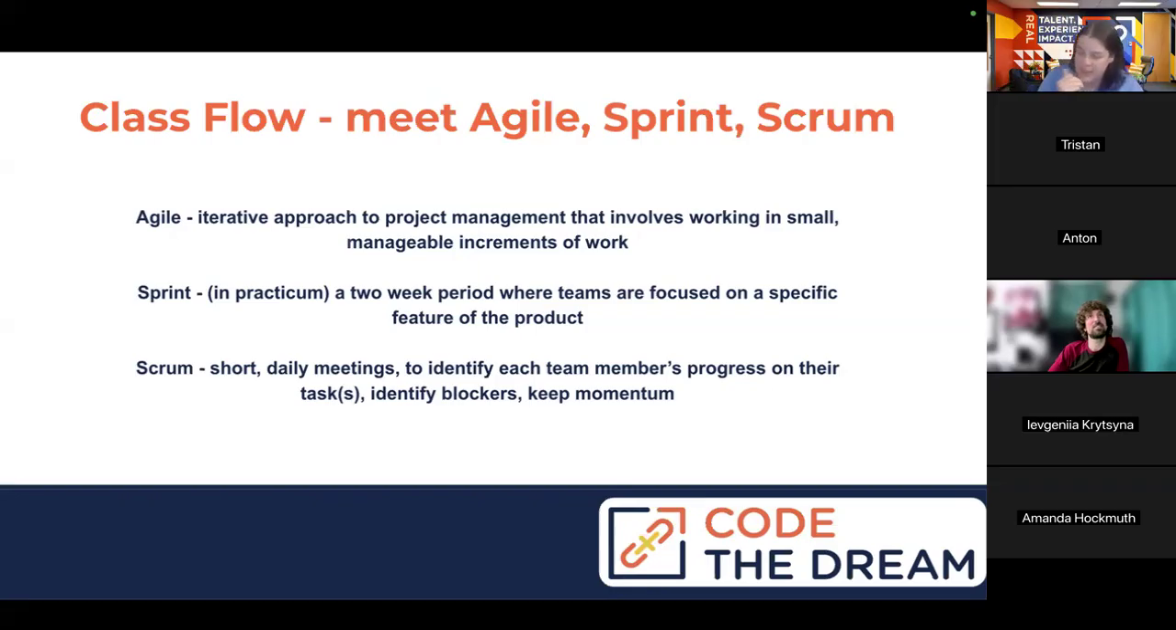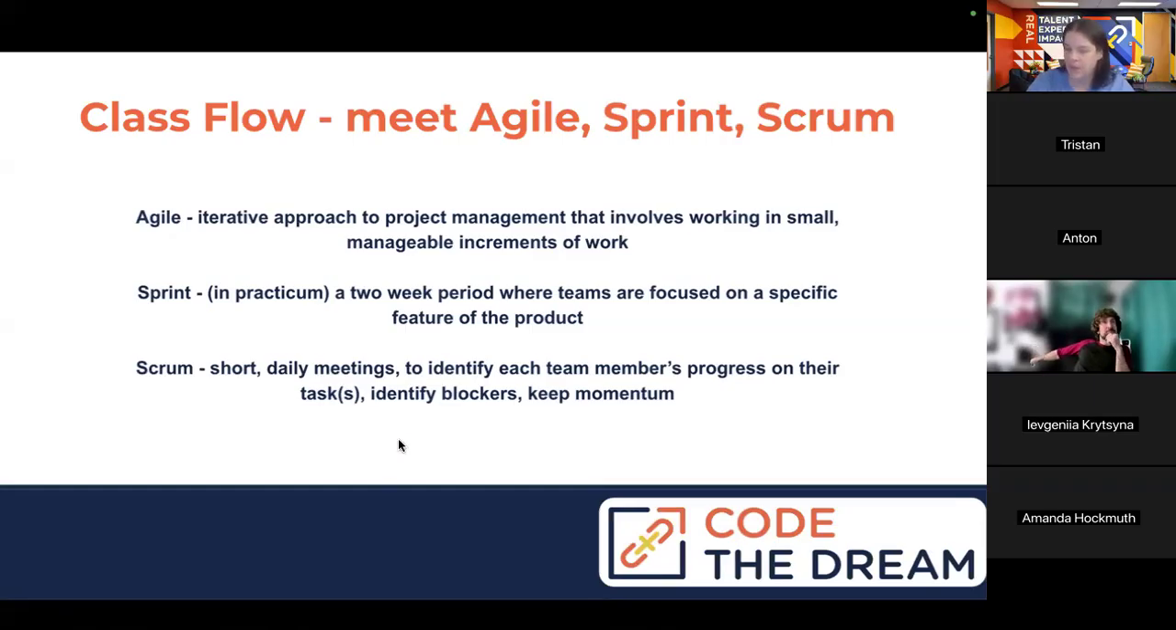Okay, sprints in Practicum is a 2-week period where teams are focused on a specific feature. In industry, it's the same kind of idea, but it's going to be focusing on those small, manageable increments of work. This sprint, we will get XYZ bug fixes in and make these user experience improvements or whatever, just as an example.